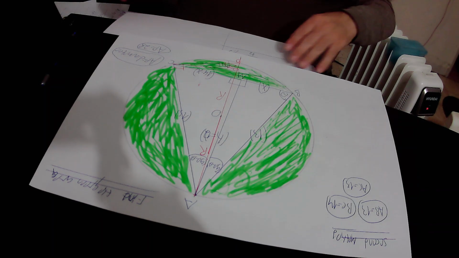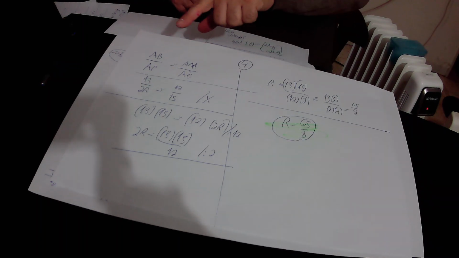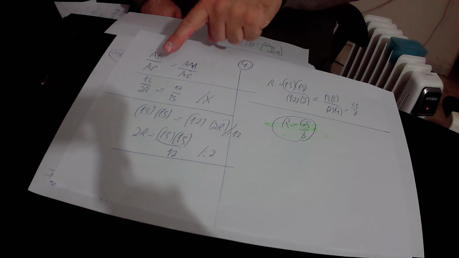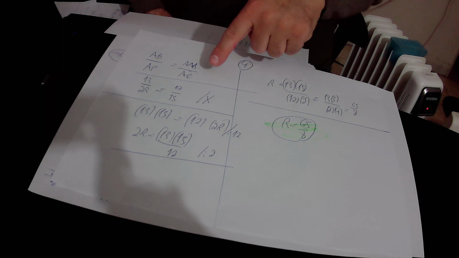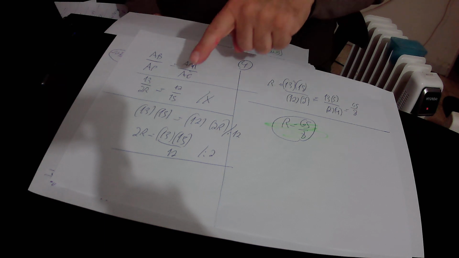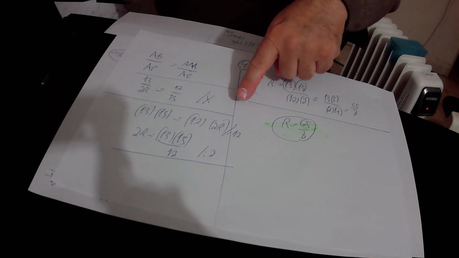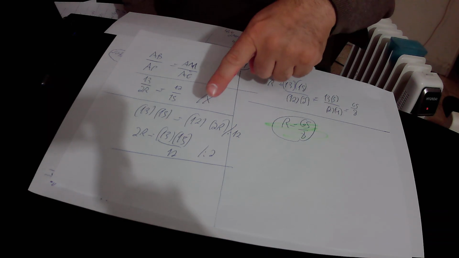I repeat again, we will derive that AB over AP equals AM over AC. AB is 13, AP is the diameter of the circle, that is 2R, AM is 12, and AC is 15. Here we cross multiply this equation and find that 13 times 15 equals 12 times 2R. Here we divide this equation by 12. And finally we find that 2R equals 13 times 15 over 12.